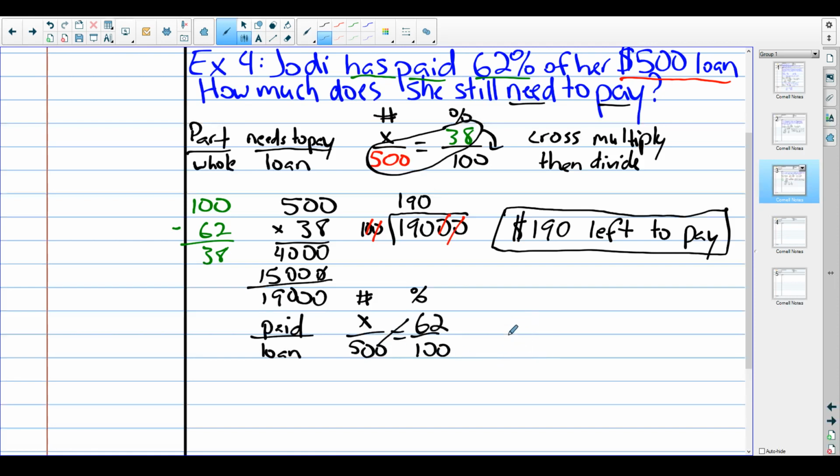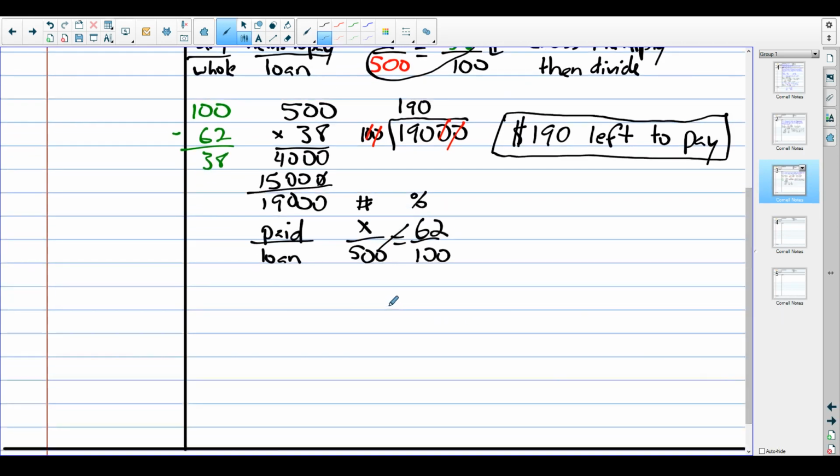So we can cross multiply these. So 500 times 62. That's 0, 0, 10, 0, 0, 0, 30. So we get 31,000.